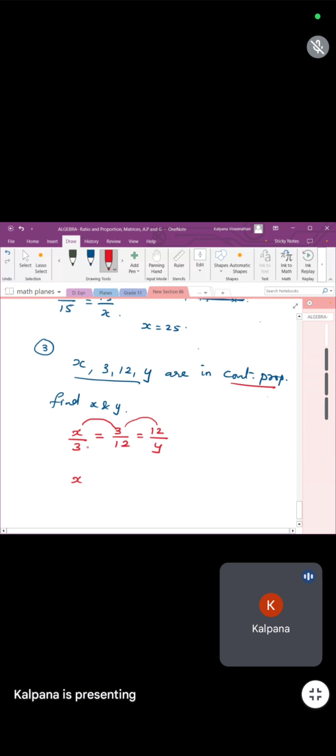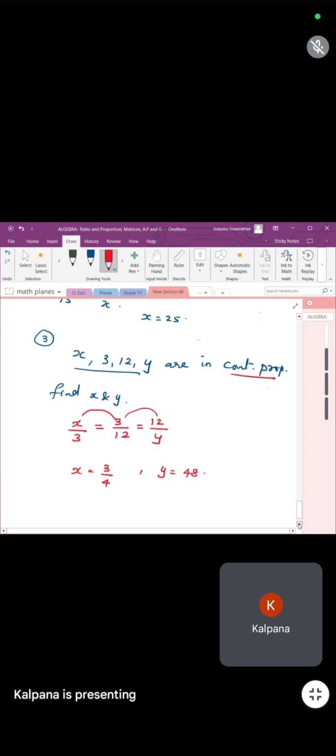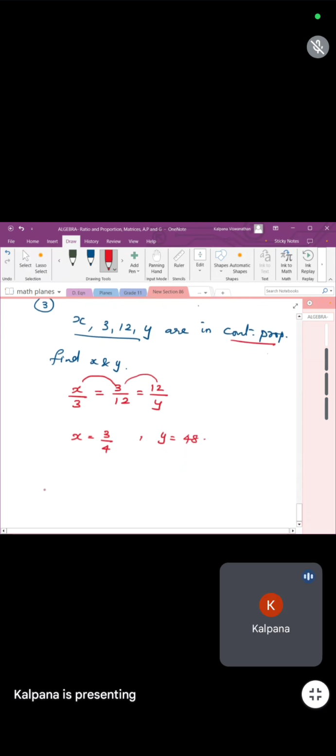So when you get the first two terms, you'll get the value of x. 9 by 12. 9 by 12 is nothing but 3 by 4. You got x as 3 by 4? Yes, Miss. Okay, so every word, each word you have to see carefully.